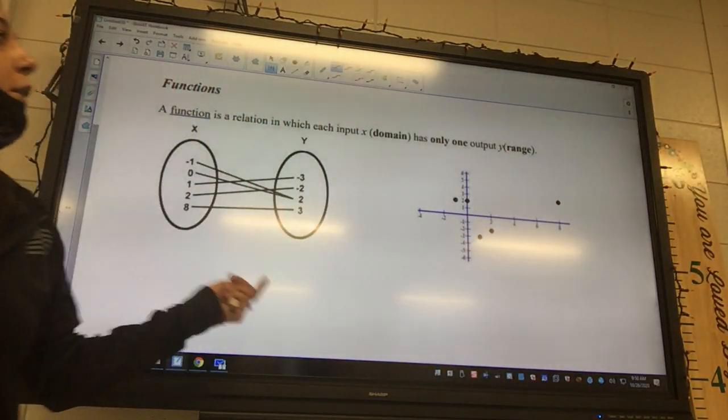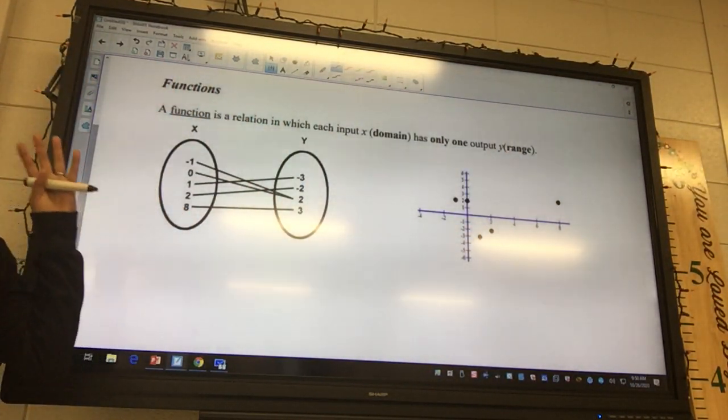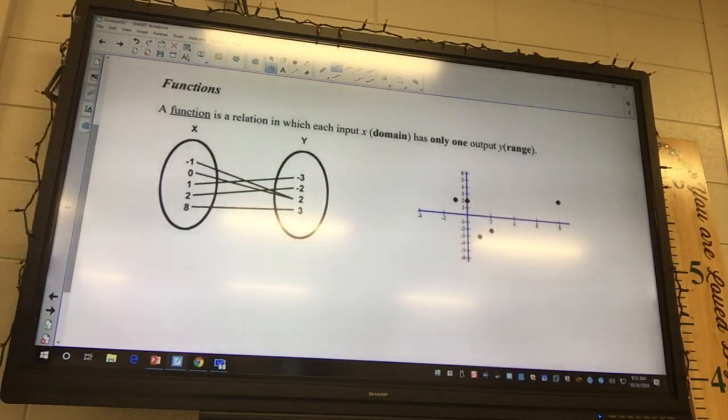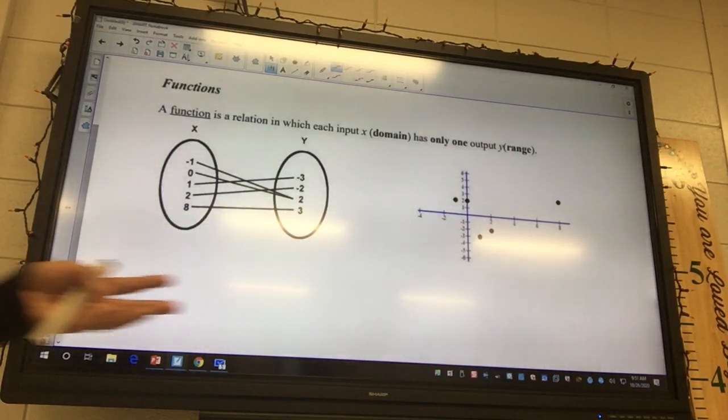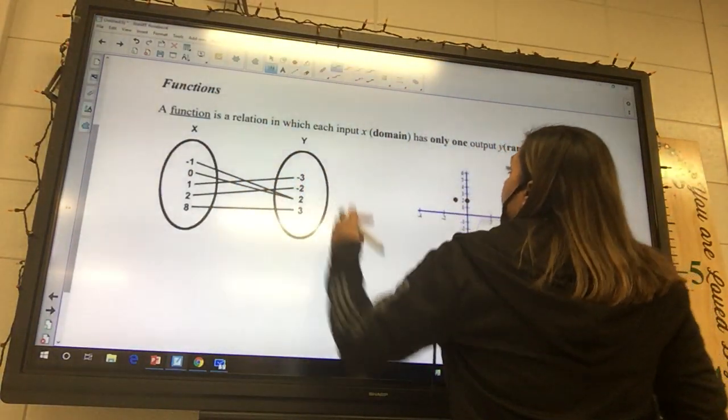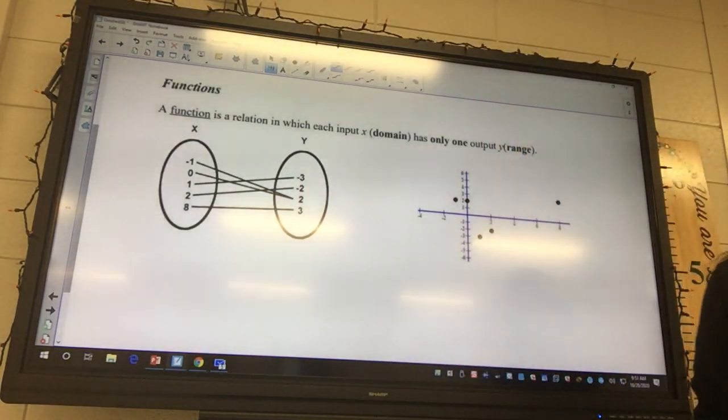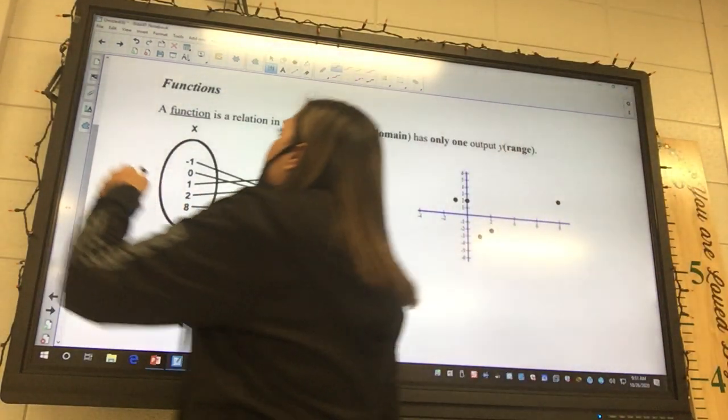The other important thing is to say that every X only has one Y. That makes it a function. And that kind of sounds a little bit more confusing. Once you start getting practice, it will make sense. But I cannot have multiple Y's for the same X.